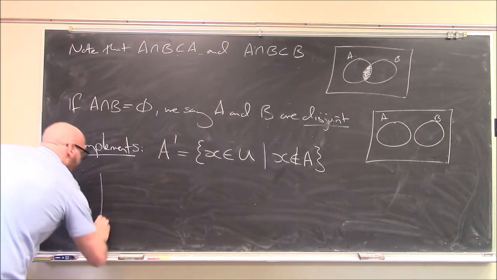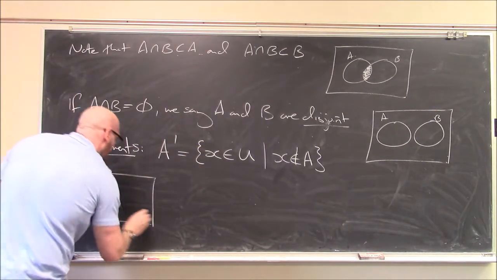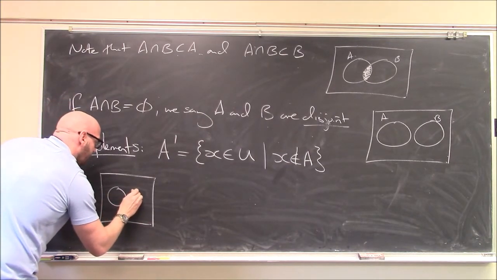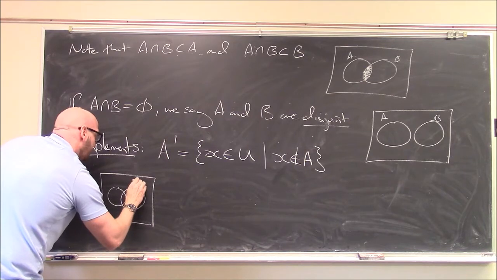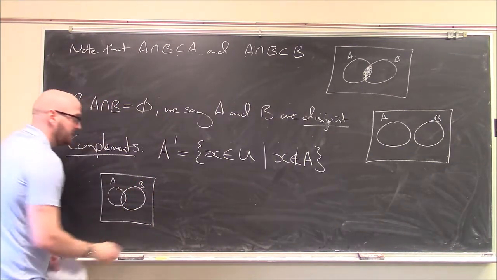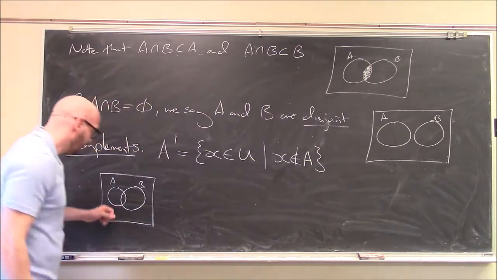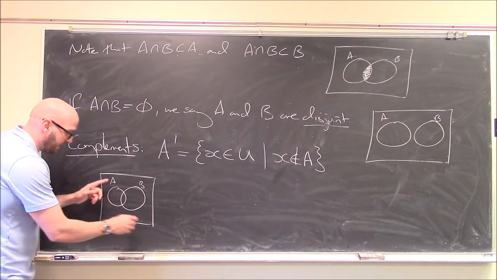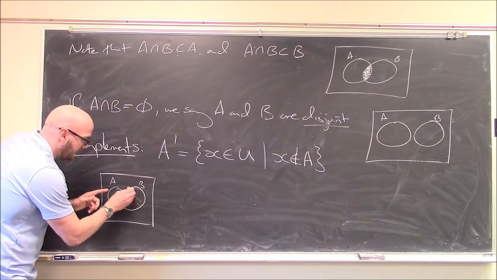Right? For example, I'll draw this with two sets. So here's A and here's B. Everything in the complement of A would be literally everything in the universe that isn't in A. So it's everything outside of A, so everything in here is outside of A.